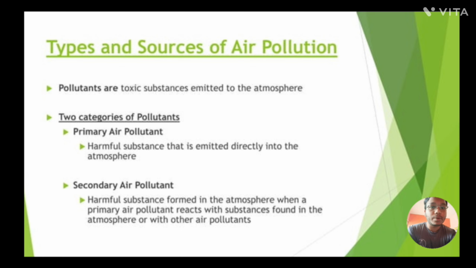Types and sources of air pollution. Pollutants are toxic substances emitted to the atmosphere. Two categories of pollutants. Primary air pollutant: a harmful substance that is emitted directly into the atmosphere. Secondary air pollutant: a harmful substance formed in the atmosphere when primary air pollutants react with substances in the atmosphere or with other air pollutants.